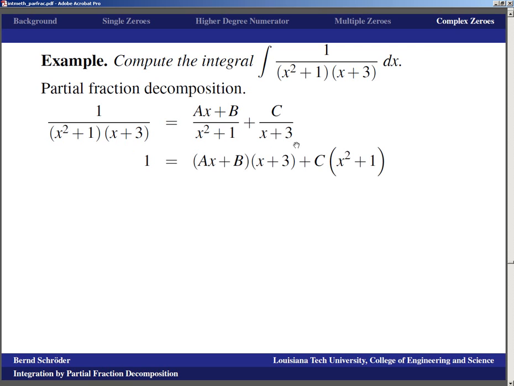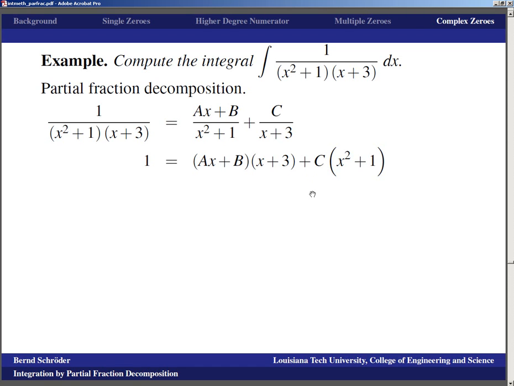And again, we do the same thing as we always do, which is we multiply both sides with the denominator. So if you multiply both sides with x squared plus 1 times x plus 3, on the left side you keep a 1. And on the right side, you multiply ax plus b over x squared plus 1 with this denominator. The x squared plus 1 cancels, the x plus 3 stays. And when you multiply the c over x plus 3 with the denominator, the x squared plus 1 stays, and the x plus 3 cancels.